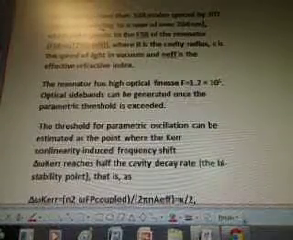Okay, the resonator has a high optical finesse. So F equals 1.2 times 10 to the power 5. Optical sidebands can be generated once the parametric threshold is exceeded. I'm sorry, I should have written up a formula for this. This is so good.